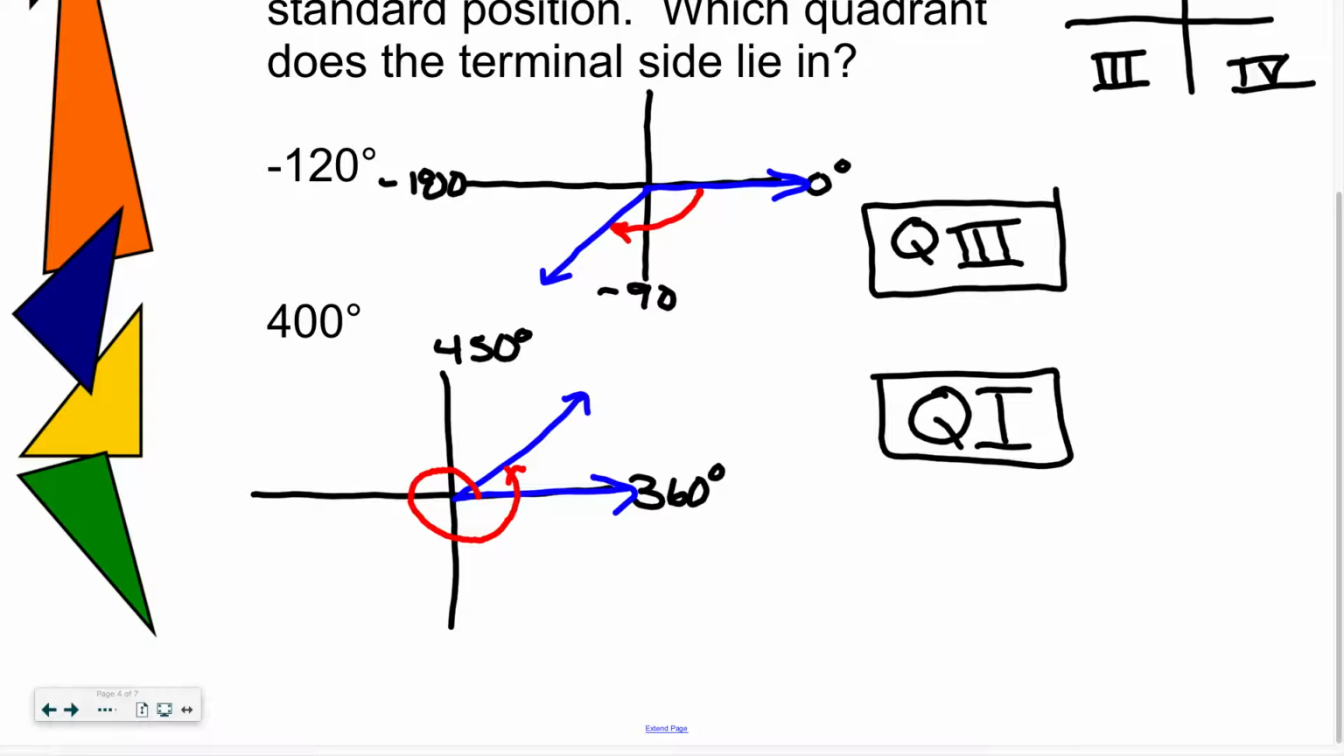Okay, now notice, if I were to take away my red arcs that show me the direction and the rotation for my angle, and I just gave you this angle in blue with the first one, negative 120, but I didn't show you the arc. Some people might look at it like an angle negative 120, but other people might look at that angle and say it's 90, 180, oh, maybe it's like 240.